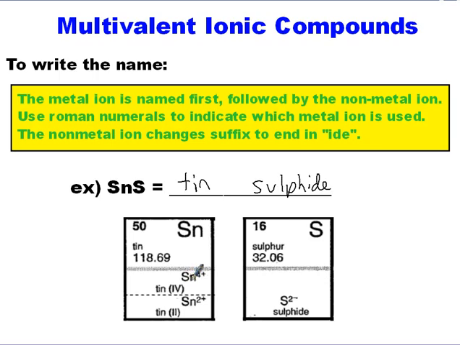And I know what you're thinking. You're saying there's no 2 in there either. But remember what we talked about with magnesium oxide a second ago? The 2 and the 2, they cross over and they cancel out. So this must have been tin 2 sulfide. And you have to put that 2 in there.